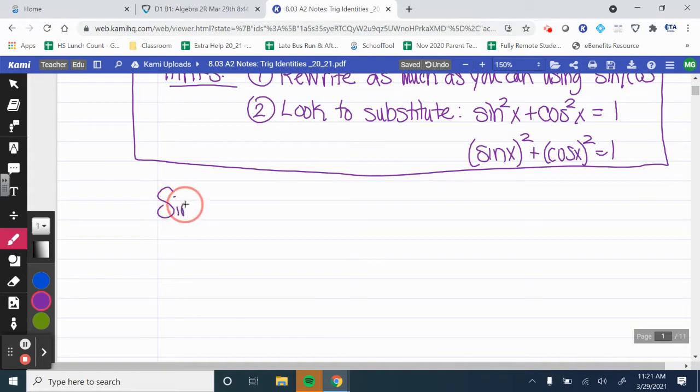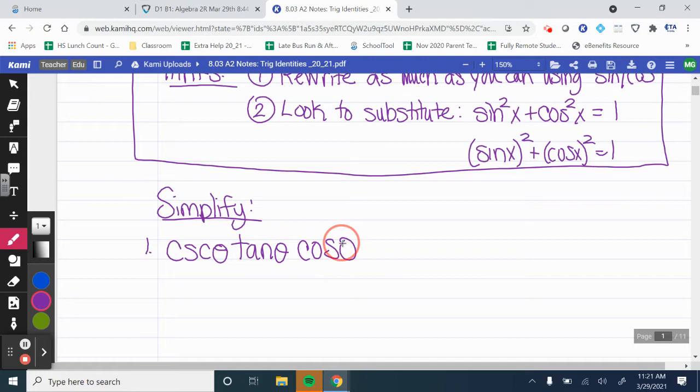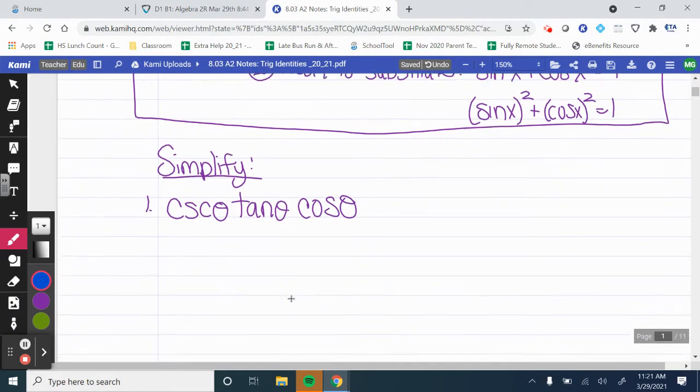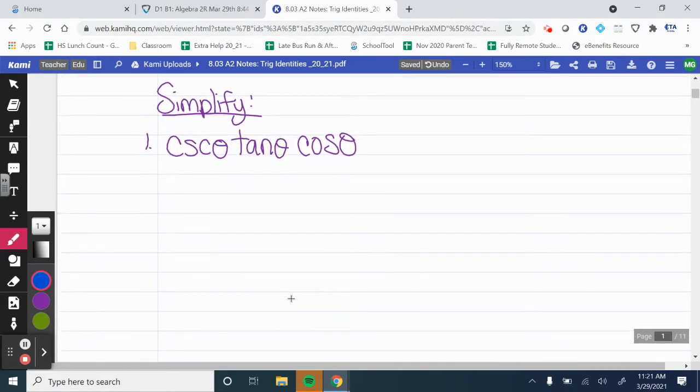All of these, the directions are to simplify. So we're not solving for x or anything like that. We are just simplifying. So this is cosecant of theta times tangent of theta times cosine of theta. We want to try to simplify this. Can we rewrite any of these in terms of sine and cosine? Here we have cosecant, and we should have memorized that cosecant is the reciprocal of sine. So I can rewrite that as 1 over sine theta.